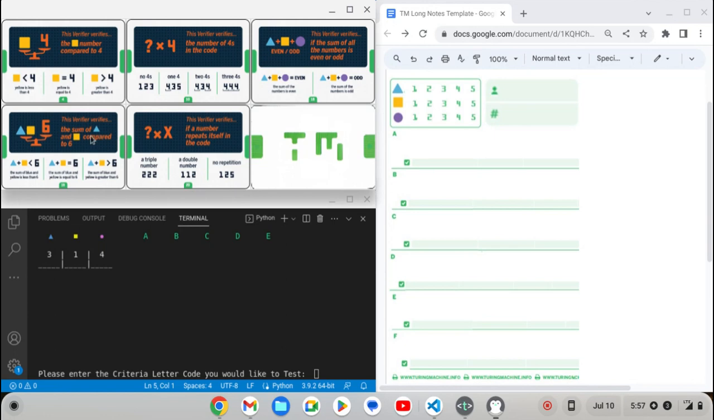Criteria card D will take a look at the first 2 digits, triangle and square, add them together, and compare it to the number 6. So should the sum be less than 6? Should it be equal to 6? Or should it be greater than 6?